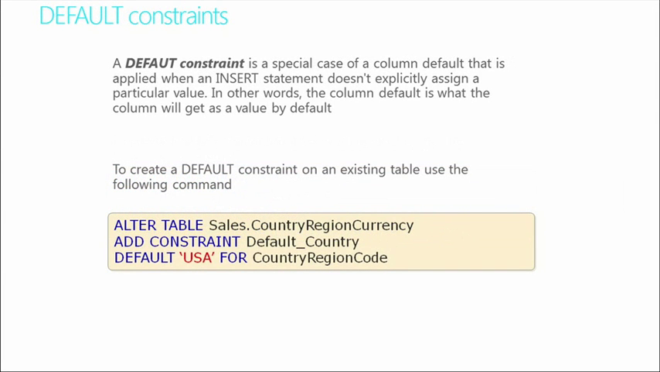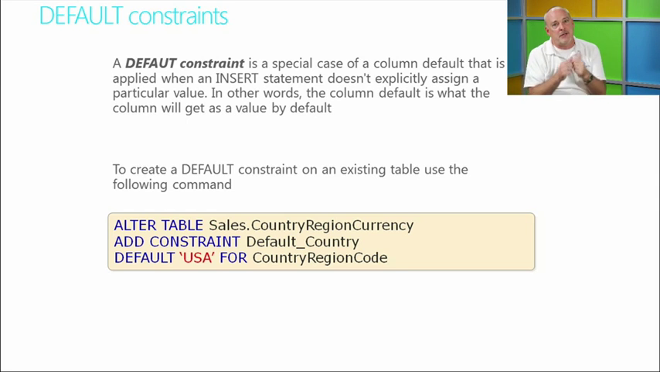So the last constraint we're going to talk about is a default constraint. If there are values, and I'm probably going to get picked on for this because I'm not from Sweden. So alter table, we're going to add a default constraint. The country region code by default is going to be USA.